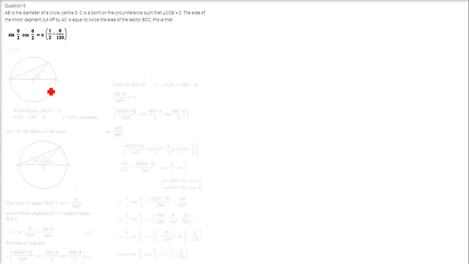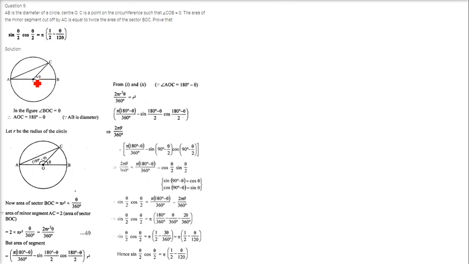AB is the diameter of a circle. So this AB is the diameter of the circle of center O. C is a point on the circumference, such that COB, that is this angle, is theta degree. The area of the minor segment cut off by AC, so this is AC, the area of this minor segment is equal to twice the area of the sector BOC. So this is the BOC, is twice.